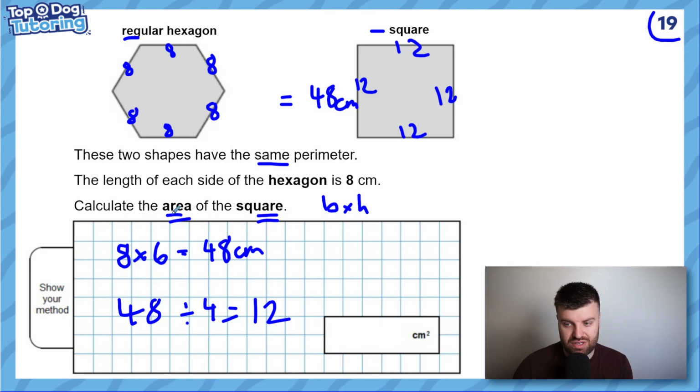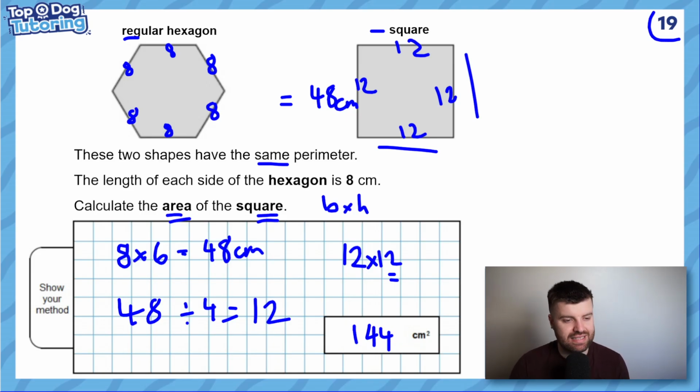What is the area of the square? Well, we do base times height. 12 across, 12 up. 12 times 12. So reliant on these times table facts. But if you know them, you're going to get all the marks here. What a fantastic question. What a fantastic problem solving question. Hopefully you gave it a good go. And if you didn't know how to do it, well, now you do.